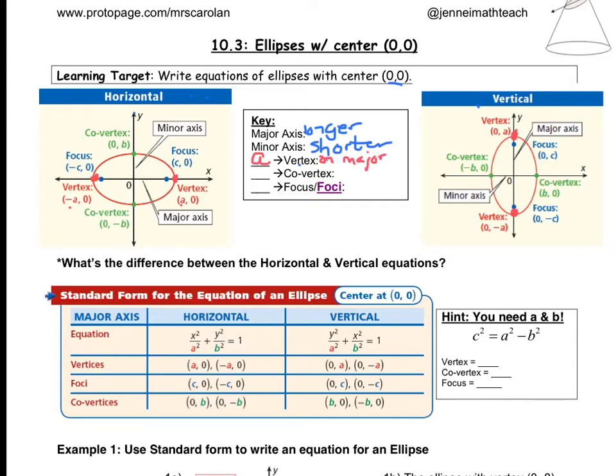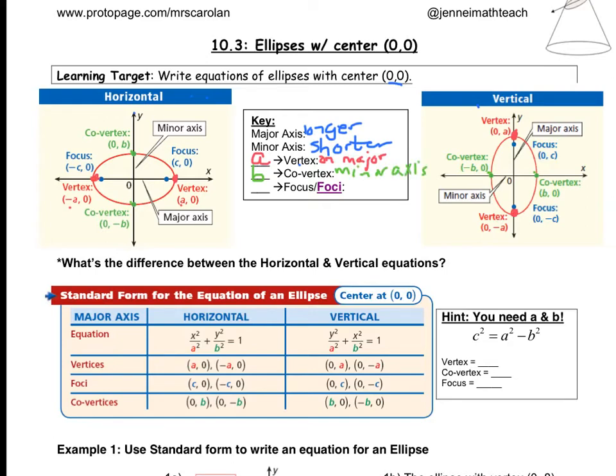All right, less of a big deal is the covertex. It's like the sidekick vertex. It's not as important. We use the letter B, and it's right here for a horizontal one, or right here and right here. It's on the minor axis.